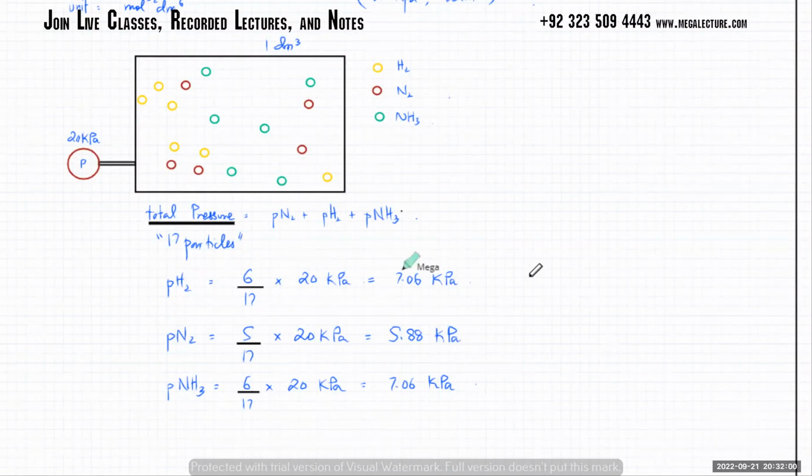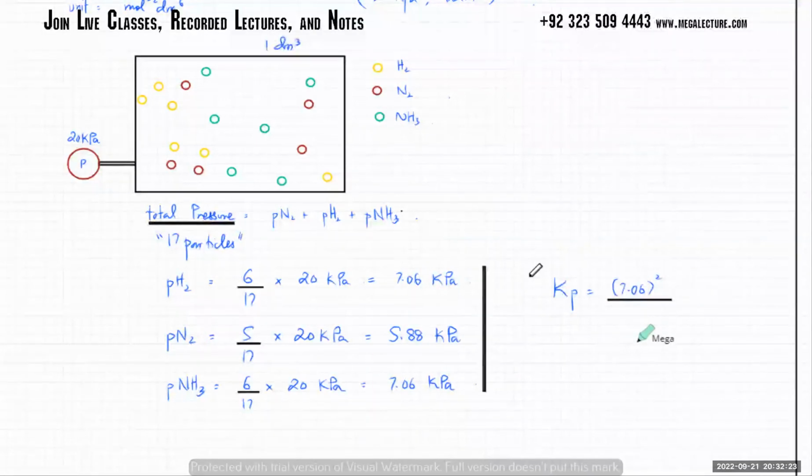So you're going to substitute these values in your expression. What was your expression? Kp is the partial pressure of NH3 squared, that's 7.06 kilopascals squared, divided by N2, which is 5.88, times H2 cubed, so that's 7.06 cubed. And we already calculated the unit for this. The unit was kilopascals to the power minus 2, right? So what value do you get for this? 0.02. So it's 0.02 kilopascals to the power minus 2.